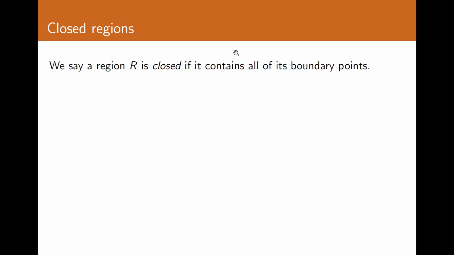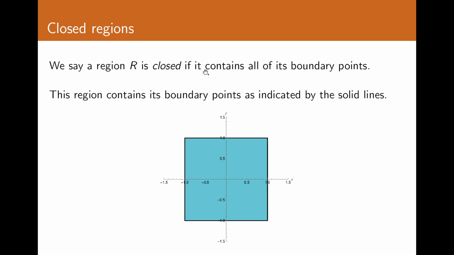Now we want to start talking about what types of regions we are actually going to work with. We say a region in the xy plane is closed if it contains all of its boundary points. For instance, if I look at this blue region, this rectangle, notice I've filled in the edges of this rectangle with solid black lines. That means I'm indicating that this edge of the rectangle is actually part of the set. So these black lines are the boundary of the region, and they're all contained in the region. So that's a closed set.